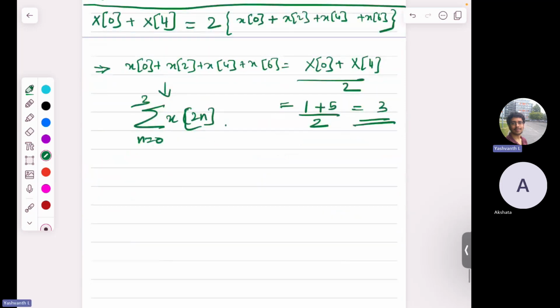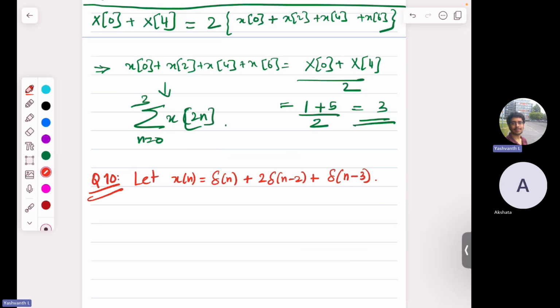Okay, so let's solve one last question for today and then we'll close for today. The question is, let x of n be given as delta of n plus 2 delta of n minus 2 plus delta of n minus 3.